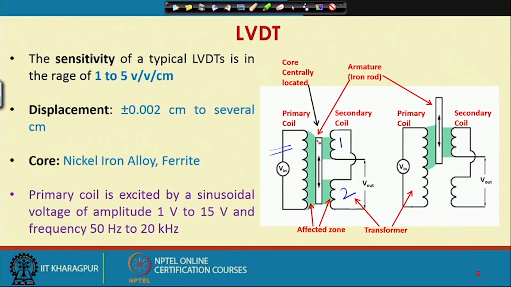So, this is the iron core. This will be connected directly to the object whose displacement needs to be measured. So, this soft iron core will be connected with a moving object. In this figure, this soft iron core is centrally located.